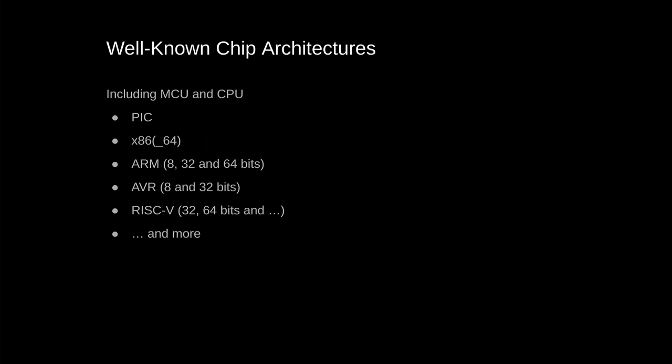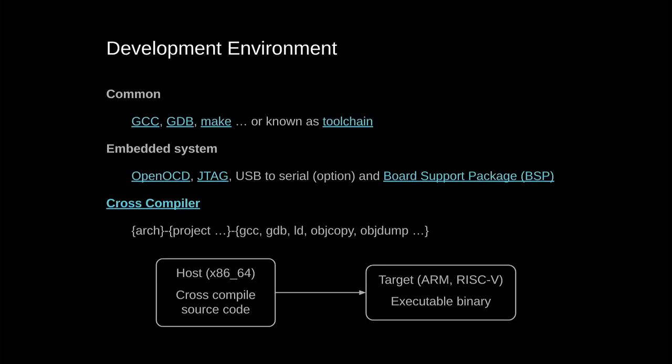Here are some well-known architectures. For example, the MCU PIC, the common x86 64-bit, the widely used ARM, and another MCU, AVR. Also, the new player RISC-V, 32 and 64-bit, and more such as MIPS. Whenever we want to develop applications on those chips, we need the compiler GCC and the debugger GDB. Some people may use Make to maintain the build process, and they are known as the toolchain.